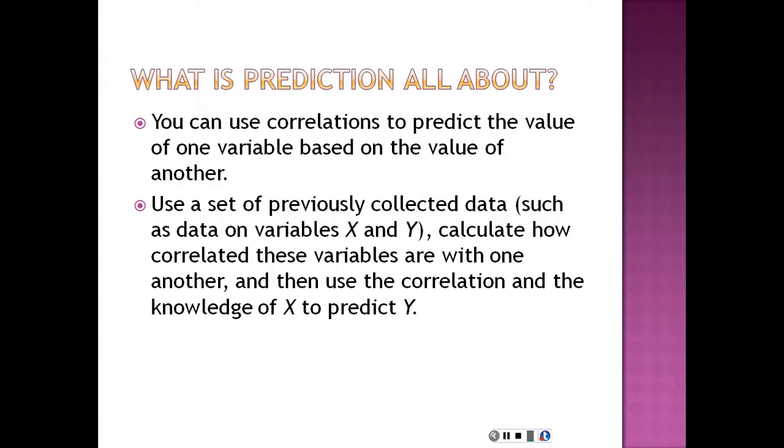This is a very special case of how correlations can be used, and it's a powerful tool for social and behavioral sciences researchers. So the basic idea is to use a set of previously collected data, such as data on variables x and y, calculate how correlated these variables are with one another, and then use that correlation and the knowledge of x to predict y. So let's talk more about how we can do this.